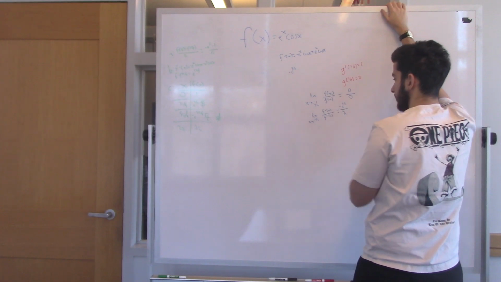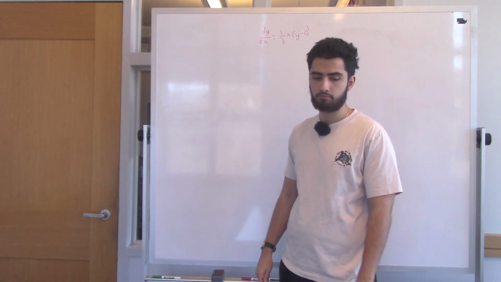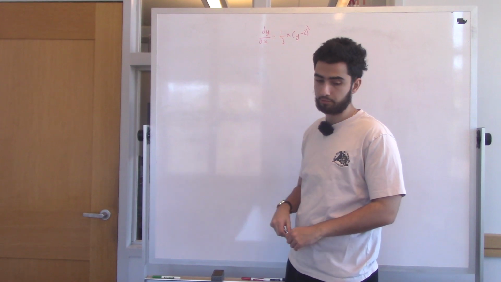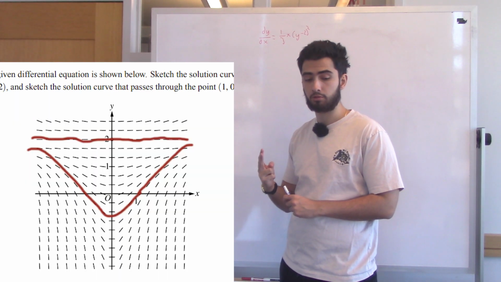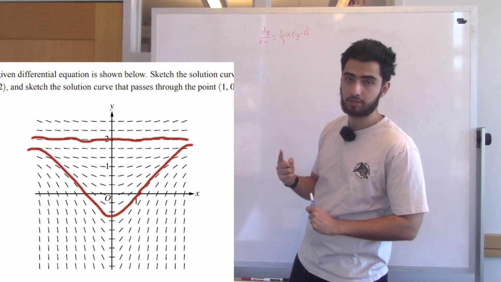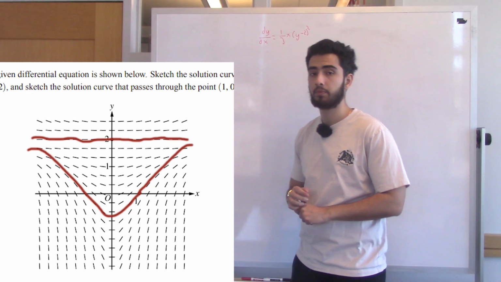And that is your answer for part D. Alright, now for this final FRQ, we're given the following differential equation, and then a slope field. And we are asked to graph two solution curves, one that passes through the point (0, 2), and the other that passes through the point (1, 0).